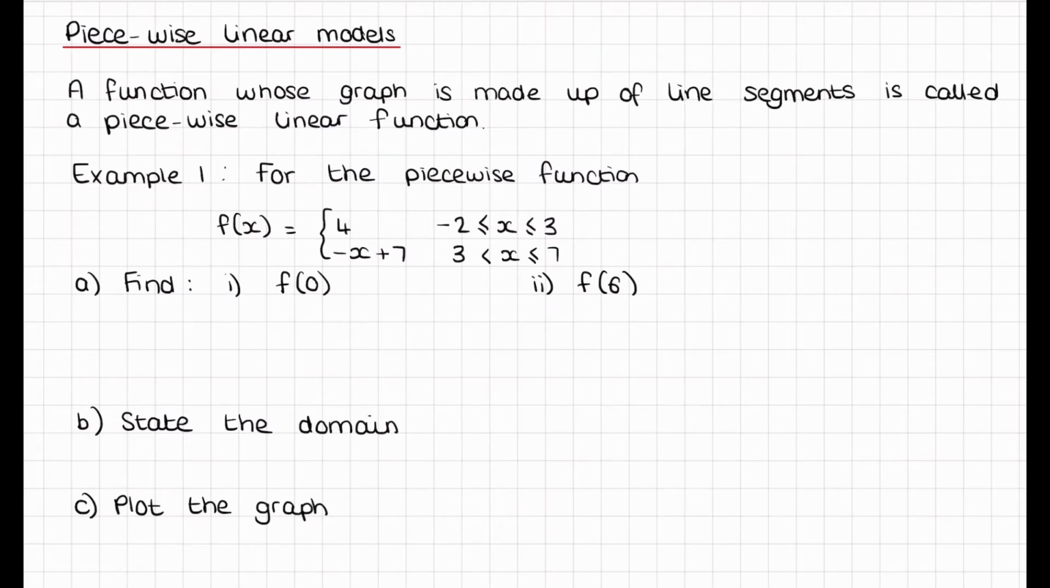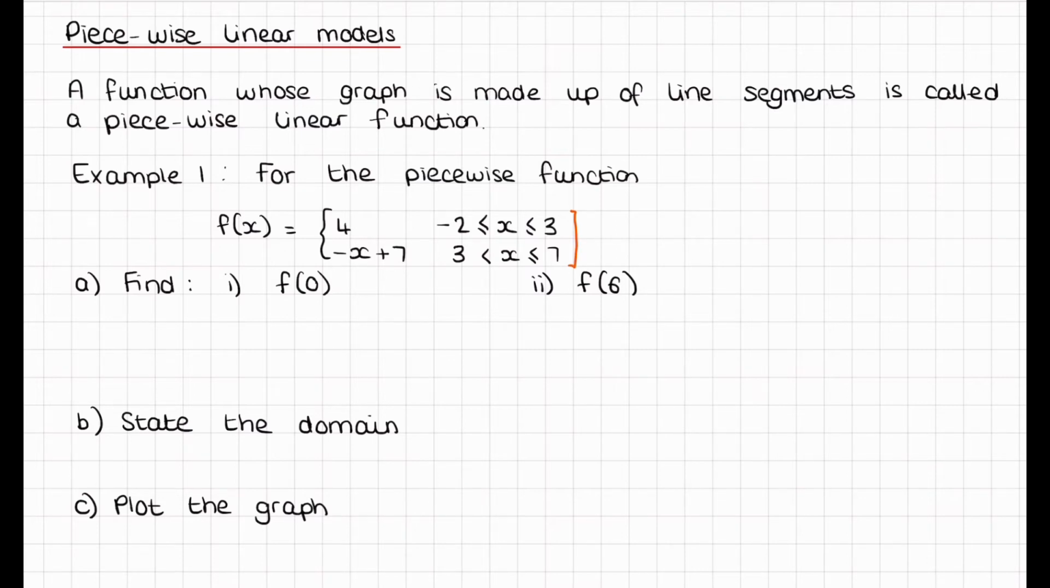Piecewise linear models. A function whose graph is made up of line segments is called a piecewise linear function. One example: for the piecewise function, f of x equals 4 between negative 2 and 3, and negative x plus 7 between 3 and 7. A piecewise function puts together two separate line segments and joins them together in a graph, and with a piecewise function, you always have this section at the end, which tells us the domain of each part of the piecewise.